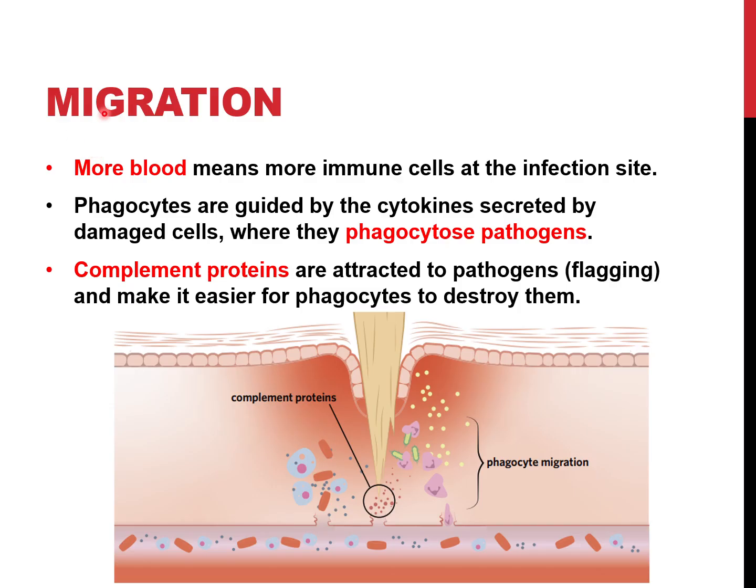Then migration, which is the migration of your phagocytes and white blood cell leukocytes. More blood means more immune cells at the infection site. Phagocytes are guided by the cytokines secreted by damaged cells, and they find these pathogens and hopefully do phagocytosis. Complement proteins are attracted to the pathogens and make it easier for the phagocytes to destroy them as well. These phagocytes will move in and do what they do best. They will engulf the pathogens here.